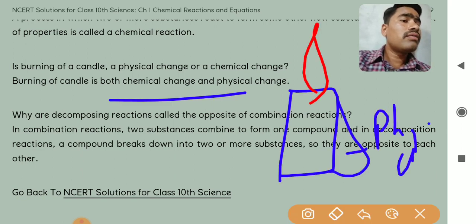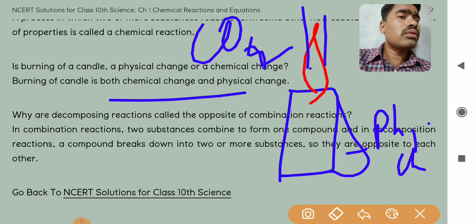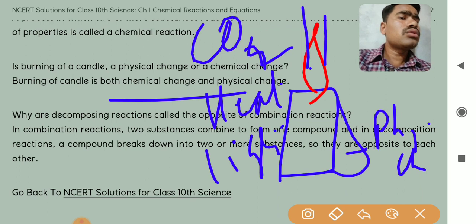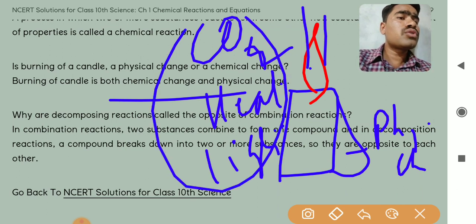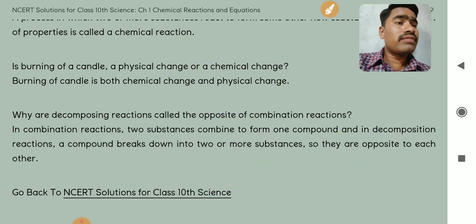But during burning, it gives out CO2 outside. Then heat is given out, light is given out. These are the new substances. Since these new substances are formed, it is a chemical change, and because of the melting of the wax, it is a physical change. So burning of a candle is both a physical as well as a chemical change.